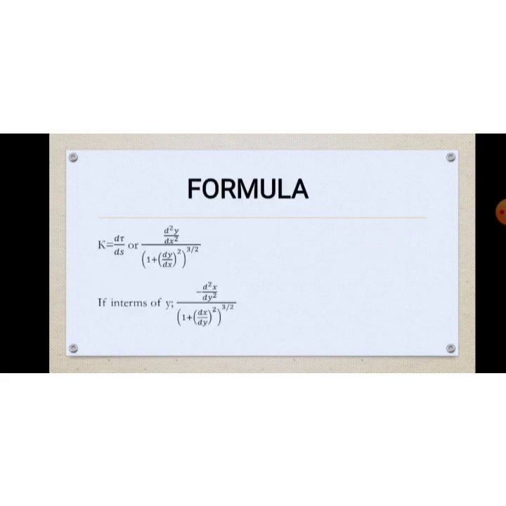So the formula for the k, which is curvature, k is equal to dθ/ds, or the second derivative over 1 plus the quantity of (dy/dx) squared raised to the power of 3 halves. In terms of y, d squared x over dy squared, which means the second derivative over 1 plus the quantity of (dx/dy) squared raised to the power of 3 halves.